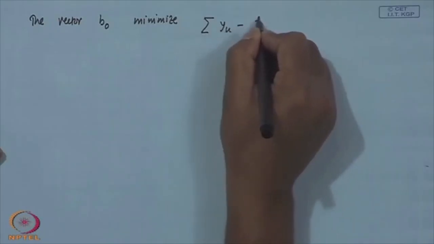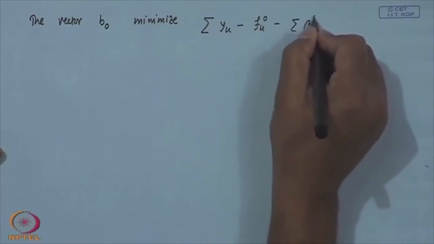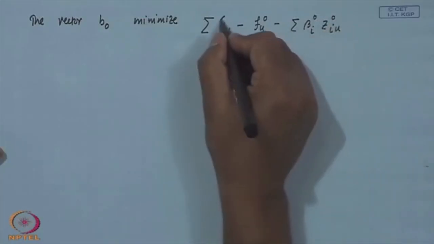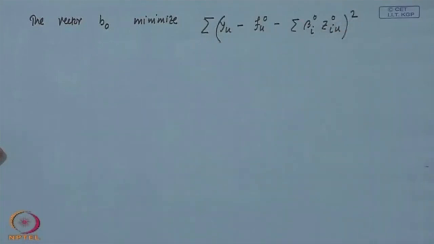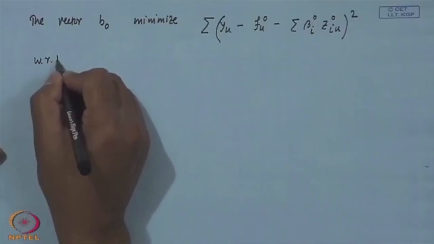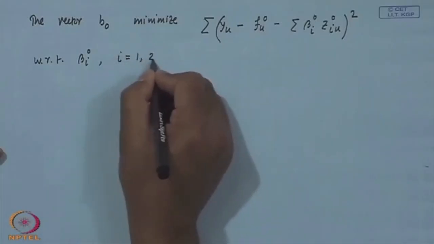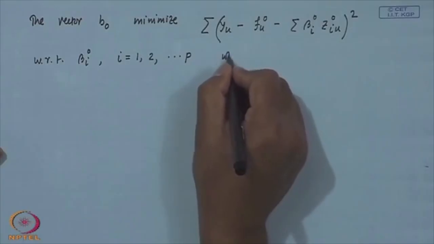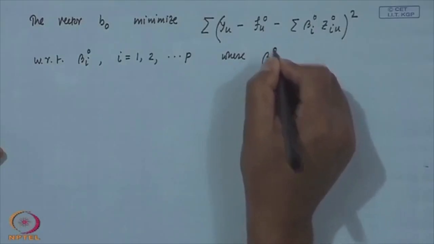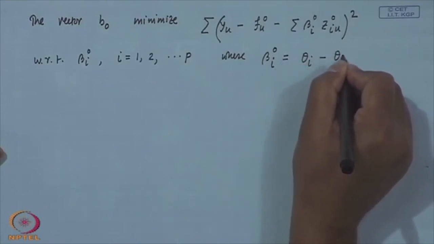The vector beta naught, which is the estimate of beta naught, minimizes the sum of (y_u minus f_u naught minus the sum of beta_i naught z_iu naught) squared. Okay. Now, this is nothing but S(theta) basically with respect to beta_i naught, i from 1 to p, where this beta_i naught is equal to theta_i minus theta_i naught.